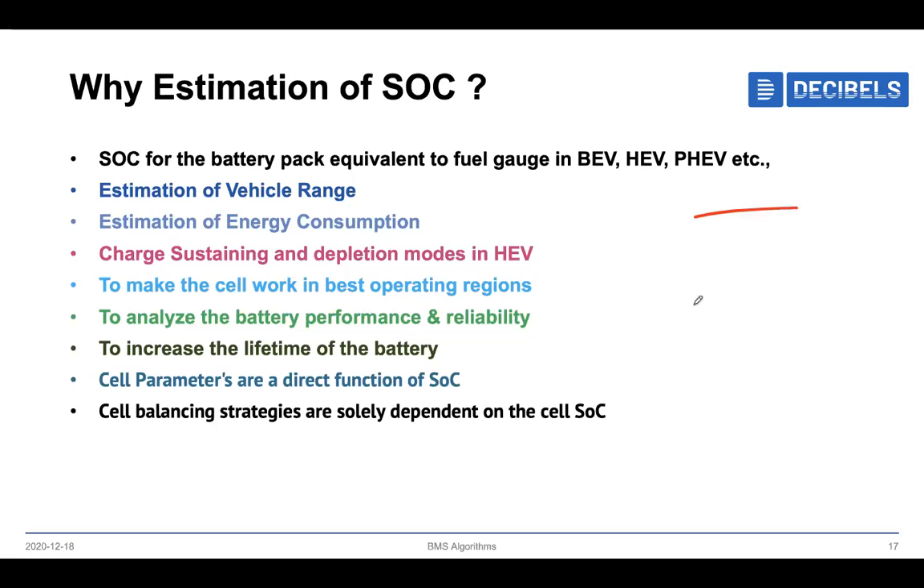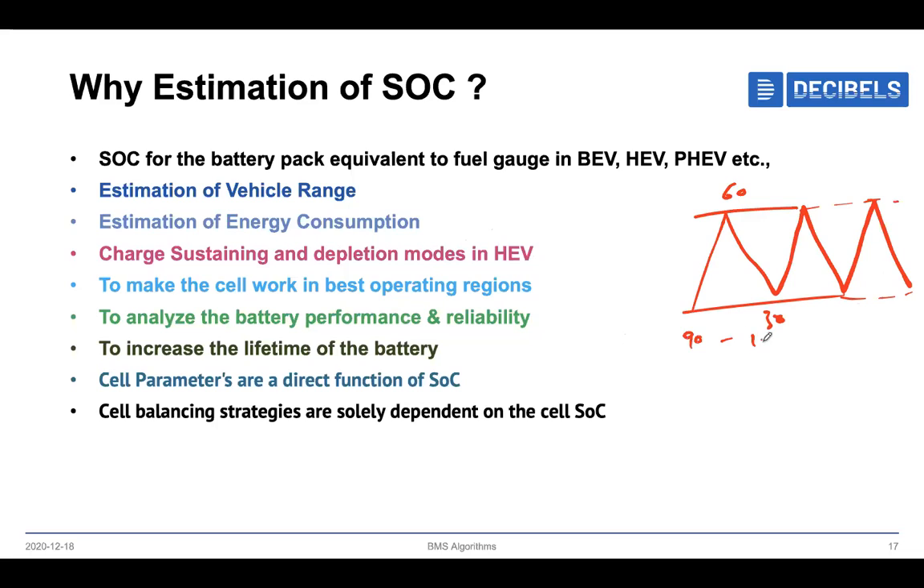Maybe something like this. Let's say this here is 60 and this is 30. So continuously varying the state of charge between these. If you want this kind of control strategy, then estimation of SOC plays a very important role. And as we discussed, to make the cell work in its best operating region, that is the SOC window of 90 to 10%, this also plays a very important role.